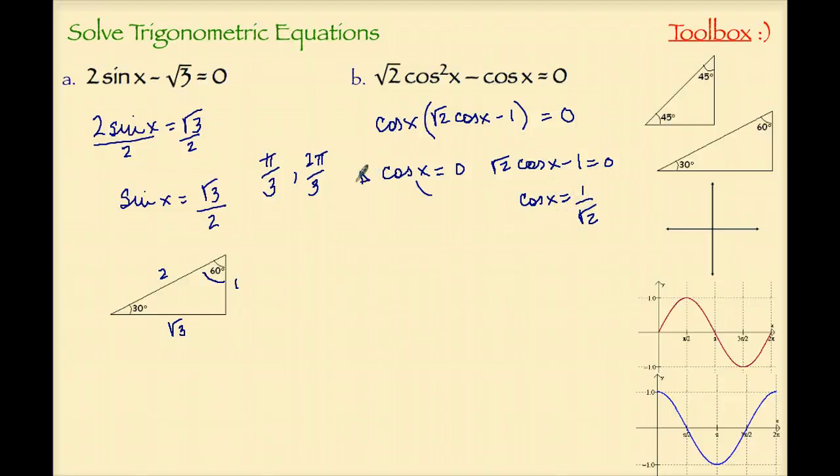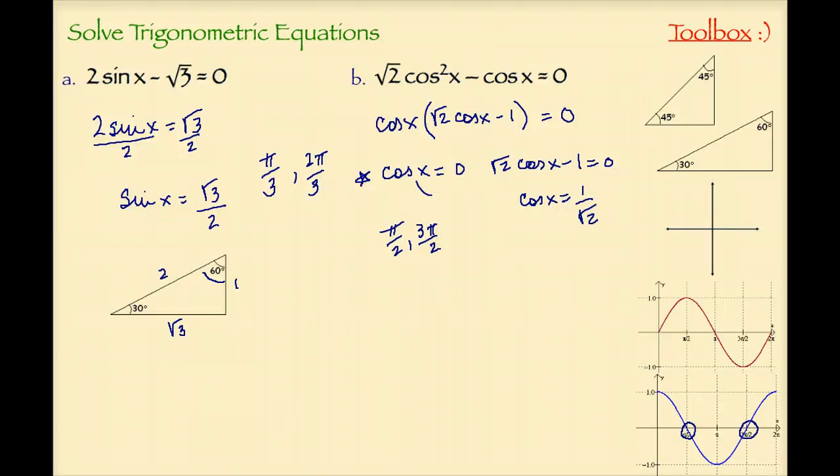Let's start here. This is the easy one because I'm just going to look at the cosine graph. Where is cosine equal to 0? At pi over 2 and at 3 pi over 2. So x can be those two values. And then as I look at my second equation, I am looking for the angle where cosine is 1 over the square root of 2.